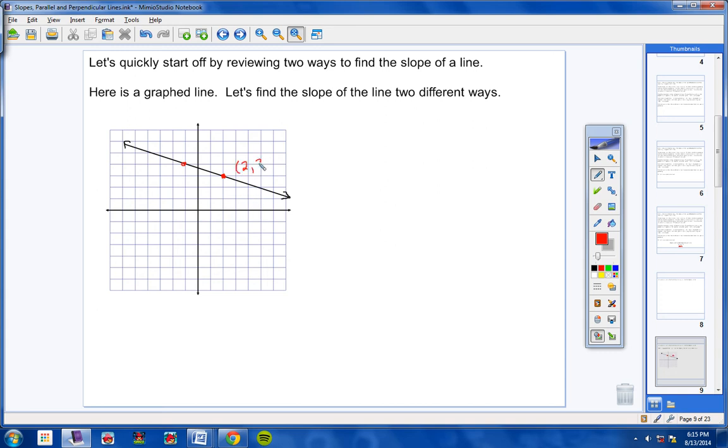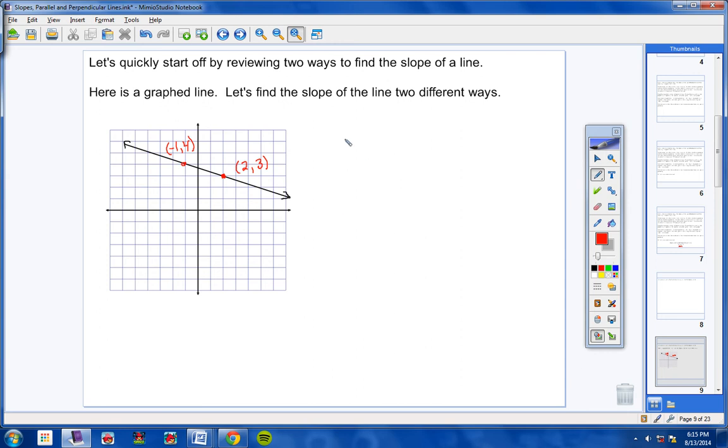over 2 and up 3, in case you can't see that, over 2 and up 3, and then an ordered pair that's over 1 to the left, so negative 1 and up 4. So negative 1 comma 4. Okay, there we go. So go ahead and copy this line in your notes, and I want us to find the slope of this line using two different methods.